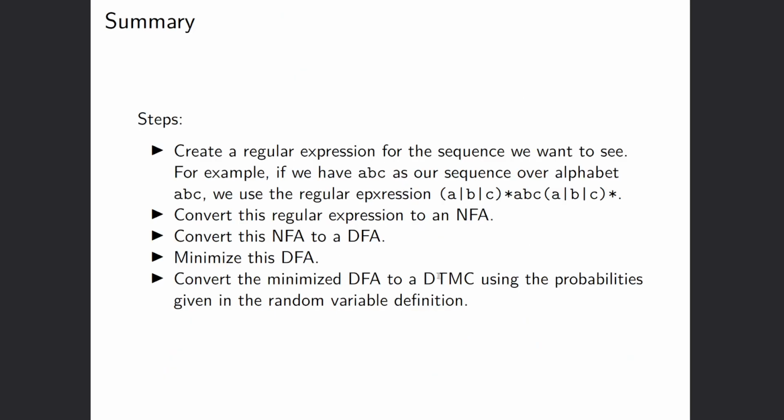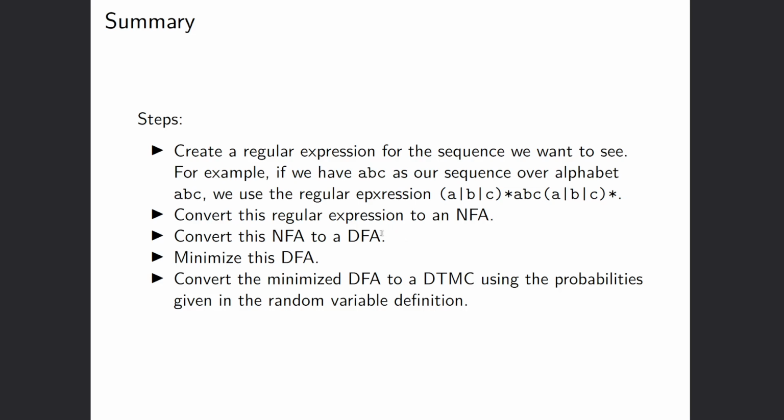So let's go over the summary again, right? What are the steps here? So first we wanted to create that regular expression for the sequence that we want to see. So for example, if we had ABC as our sequence over the alphabet ABC, then we would use the regular expression (A or B or C) star, then A, B, C, and then (A or B or C) star again. Then we want to convert this regular expression into an NFA. I noticed that I actually didn't talk about this part. I'll link to some resources in the video description that go over how to actually perform this conversion. It's pretty simple, not too complicated, and it's also a recursive conversion, which comes directly from how those regular expression operators work.